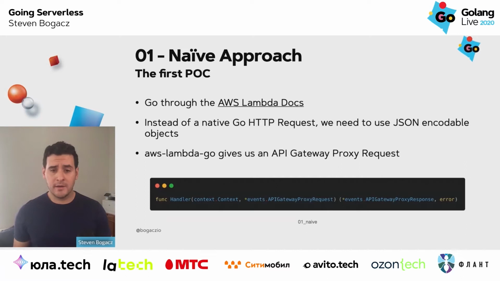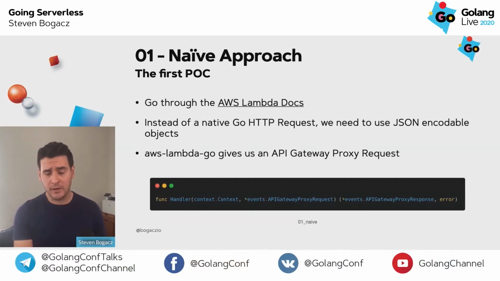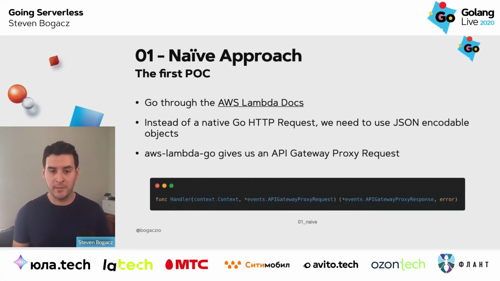But there's already a library we can use for this provided by AWS called AWS Lambda Go, and it exposes an object that is what we will get from our API gateway proxy whenever our Lambda is invoked. And as you can see from the function signature, it doesn't look anything like a Golang HTTP handler func, right? We would be expecting an HTTP writer and an HTTP request object. Instead, we're getting this context, this API gateway proxy request object, and instead of having no return, we're actually returning the proxy response object and an error.